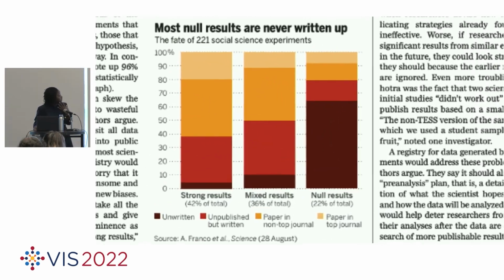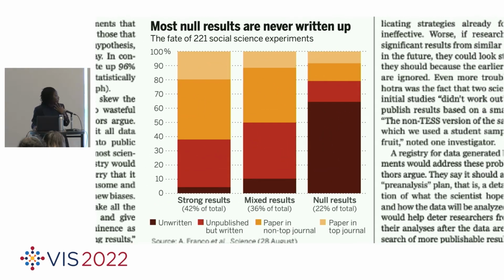So this is a bar chart that compares the strong results, the mixed results, and the null results. The dark burgundy shows the ones that were never written up at all, and the yellowish shows the ones that were published in top journals or non-top journals. The strongest takeaway is that the vast majority of the null results were just never written up. Authors just decided, okay, this is not worth publishing.